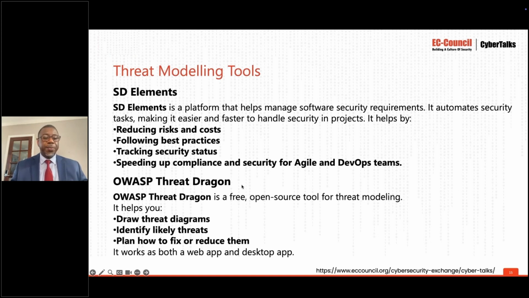And we have OWASP Threat Dragon. OWASP Threat Dragon is free. It is open source again. It draws threat diagrams. It also identifies the likely threats. It plans how to fix or reduce them. It works well on web, and it works on desktop applications. So whether you have a web application, we know that OWASP is used a lot for applications that are deployed from a web perspective, but it can also work on desktop applications as well.